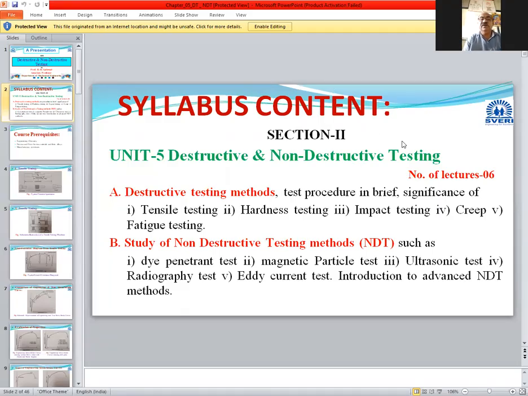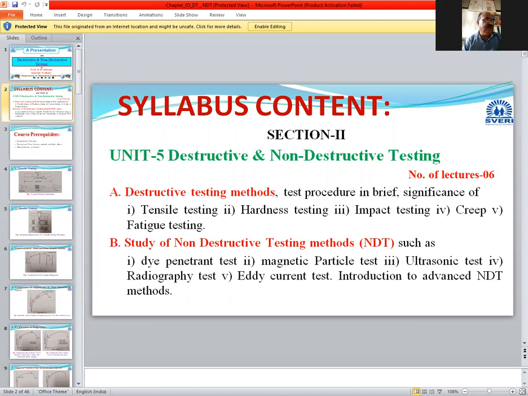Okay. Section number two, unit number 5, destructive and non-destructive testing. Destructive testing, test procedure, in brief: significance, tensile test, hardness test, impact test, creep test, and fatigue test. Yesterday we conducted the practical related to tensile test, impact test, hardness, creep, and fatigue. Next practical is the hardness test; how we take it, I am going to show in the practical.